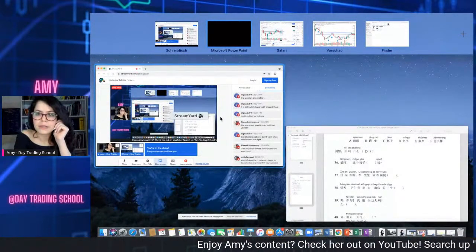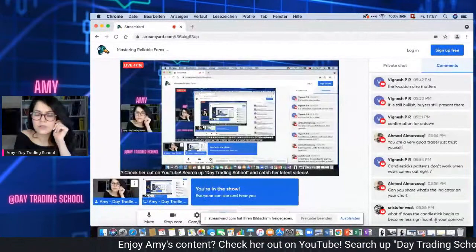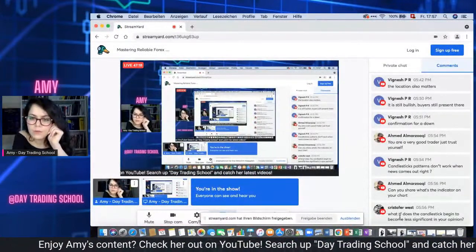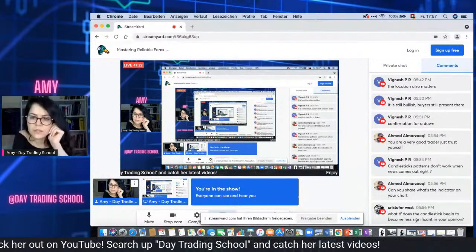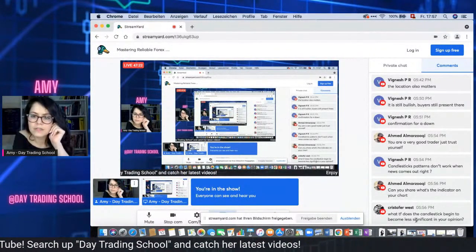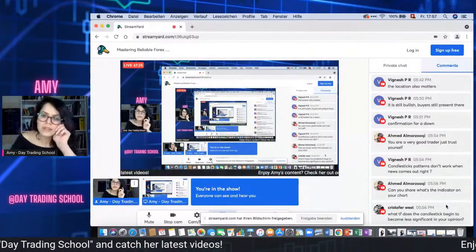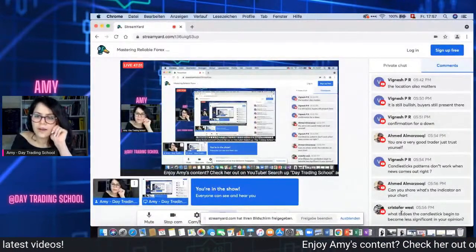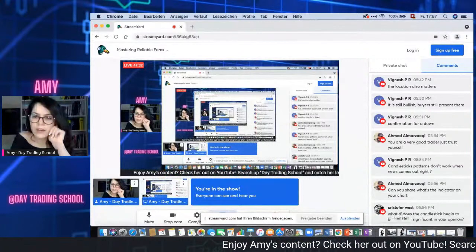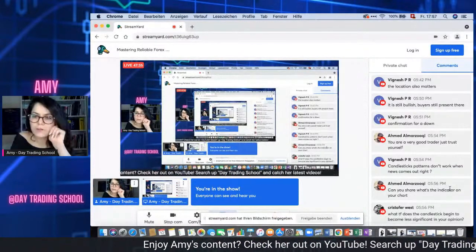Does the candlestick begin to become less significant? Sorry, wait, what? Does the candlestick begin to become less significant? I don't understand this question. What time frame? Sorry, I didn't read this one. What time frame does the candlestick begin to become less significant for you?